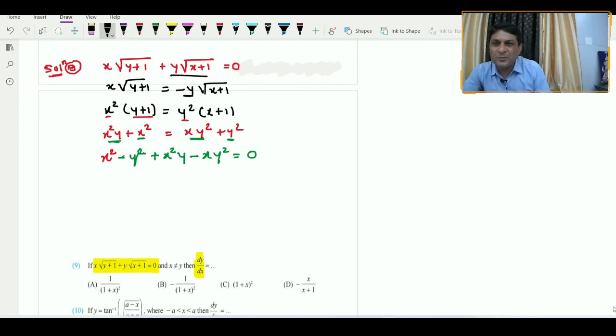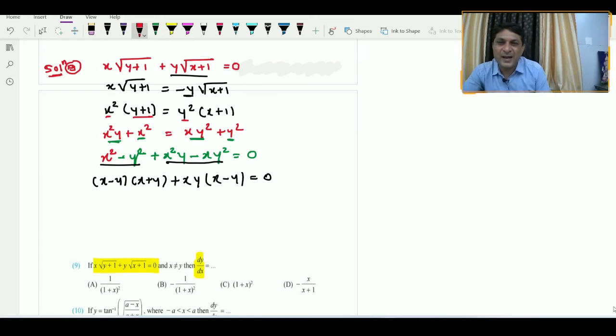Here we can easily observe that the first term is in the form of x square minus y square, whose factors are x minus y into x plus y. And if you observe the next two terms, can I take xy common? If we take xy common, here we will get x minus y is equal to 0. Now I am dividing both sides by xy. Dividing both sides by xy, xy will get cancelled. The remaining term is x plus y plus xy is equal to 0.